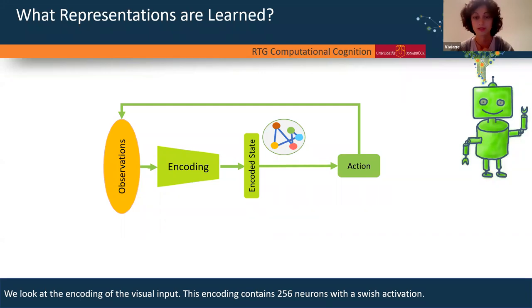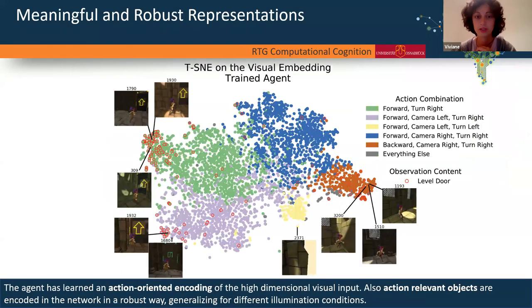Okay, so now this encoded state has basically 256 activations with every input image. And I reduced this dimensionality to 2 using t-SNE, just to visualize it. And even after reducing the dimensions down to 2, you can still see a lot of structure just from the action that was performed. So the encoding that the agent learns is very action oriented, but also action-relevant objects are encoded in the network.